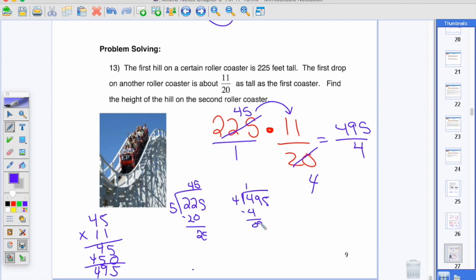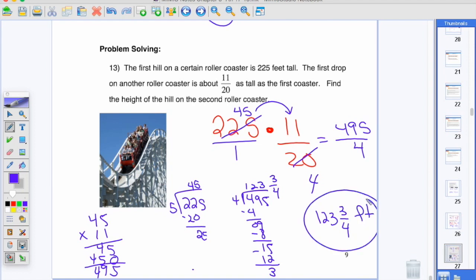So I'm going to divide 495 by 4. 4 goes into 4 one time, subtract, bring down. 4 goes into 9 2 times, which is 8, subtract, bring down. 4 goes into 15 3 times, which is 12, subtract, and I have a remainder of 3. So I'm going to take my remainder and put it over my divisor. So my answer is 123 3/4 feet. That is the height of the second roller coaster.